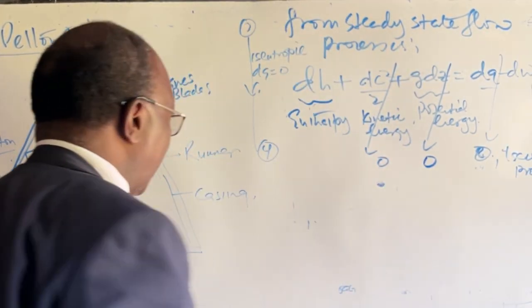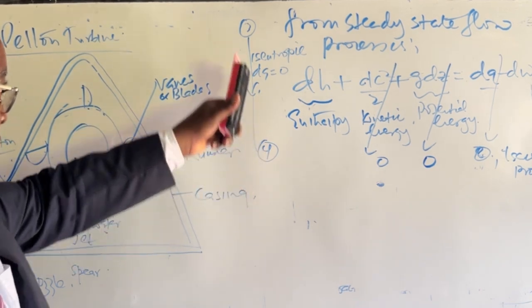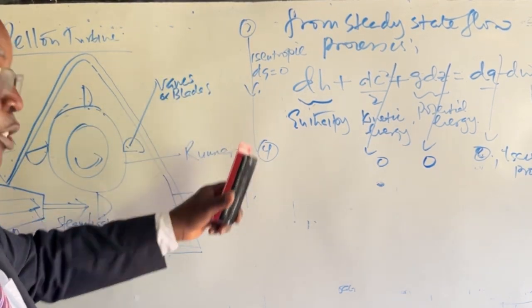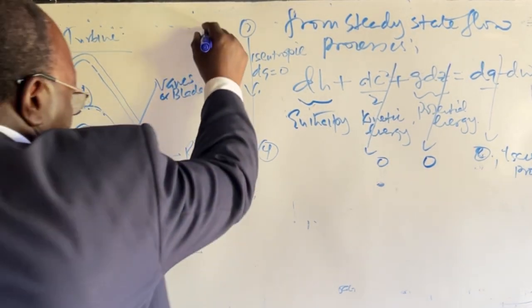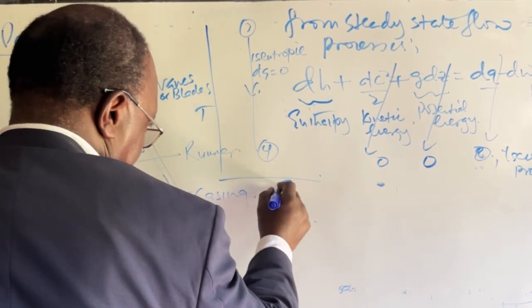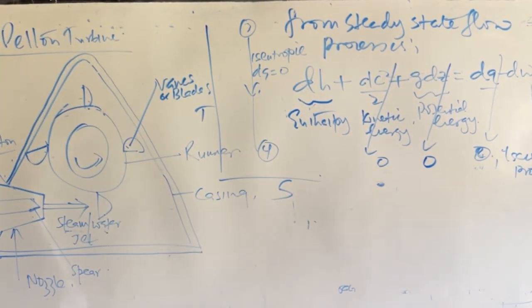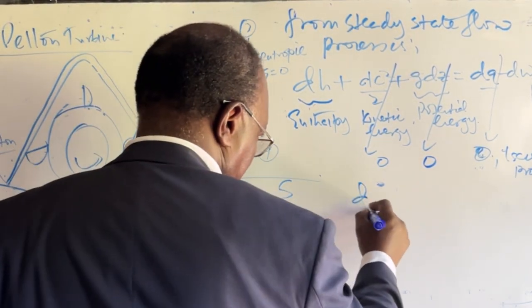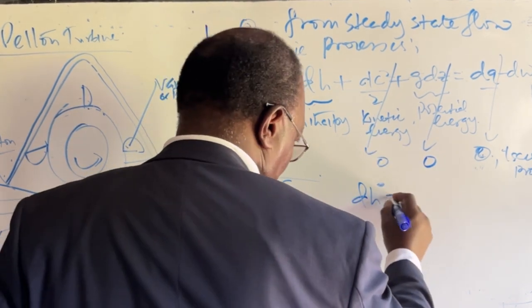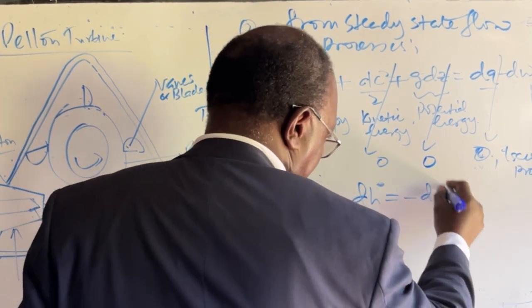Remember from the Rankine cycle, from state point 3 to 4 is an isentropic process because there's no change in the entropy, because remember, our axis is temperature versus entropy. So dH is equal to minus dW.